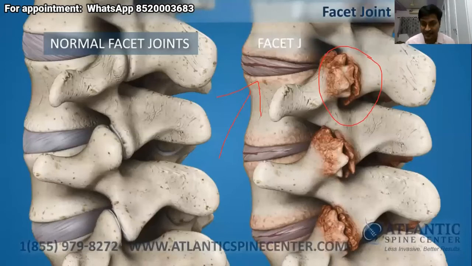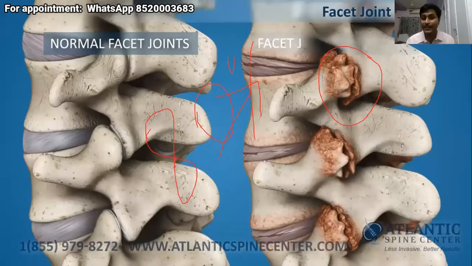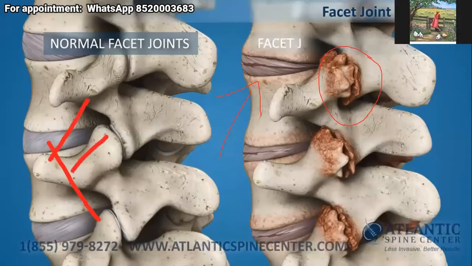If I take an X-ray, what percentage will have osteoarthritis? Most of them will have it, sir. 80 to 90% will have osteoarthritis. But how many percent will have pain? Around 40 to 50% will have pain.